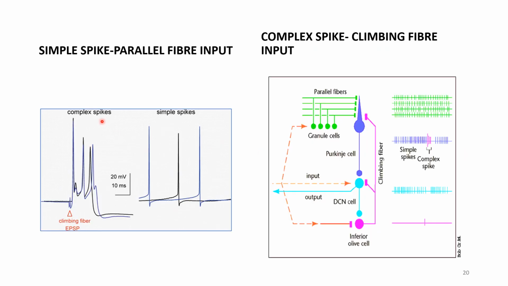Next, coming to simple spike and complex spike. This is a simple spike. This is a complex spike. Simple spike is formed from parallel fiber input. And this complex spike is formed from climbing fiber input.